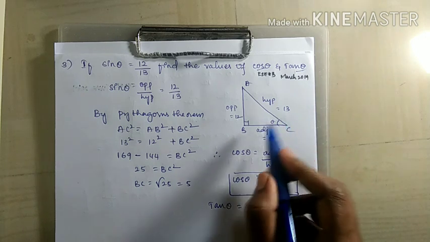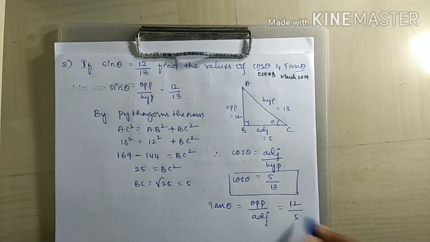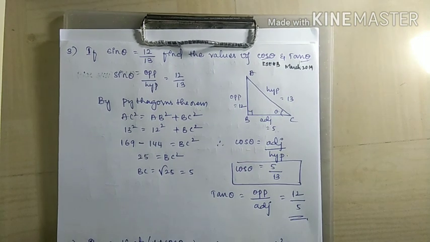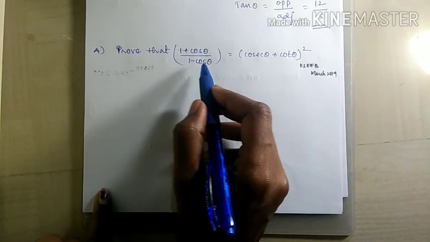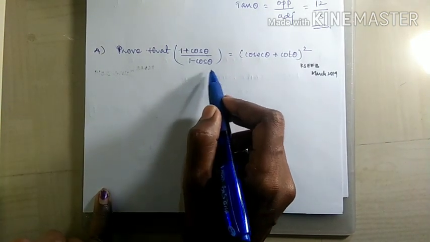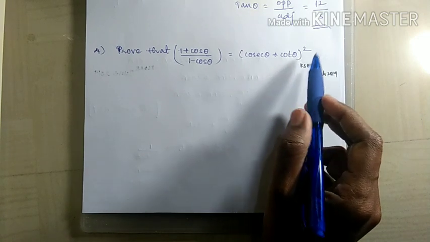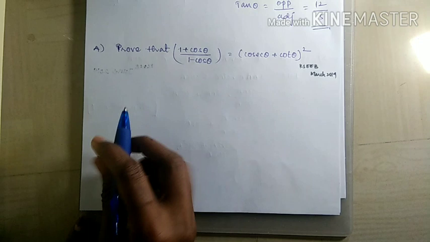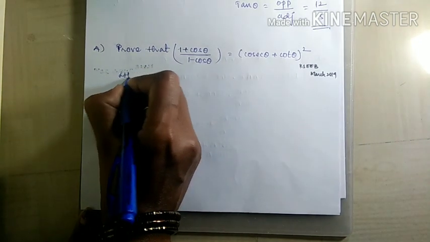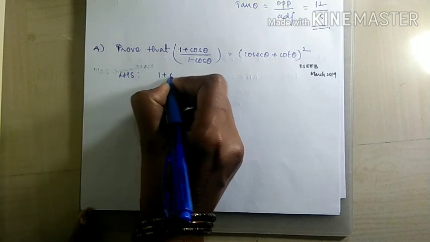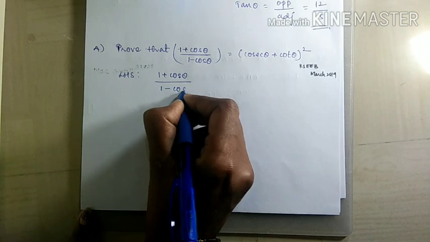That equals to opposite is 12 and adjacent side is 5. So this is example number 4. Prove that (1 plus cos theta) by (1 minus cos theta) equals cosecant theta plus cot theta the whole square. So here I take the LHS part, that is (1 plus cos theta) by (1 minus cos theta).